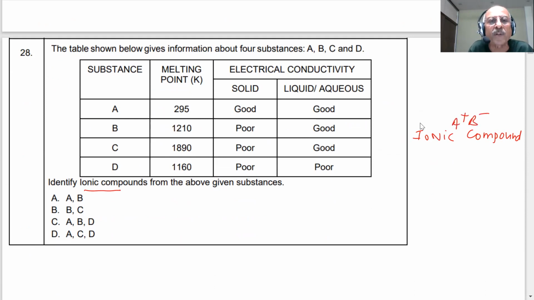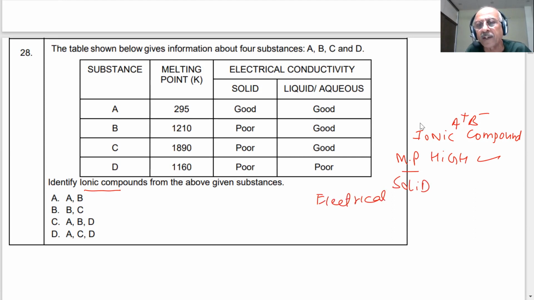There are three properties given. Melting point: ionic compounds have a high melting point, that we know. Then electrical conductivity. In an ionic compound, student, in solid, what about the electrical conductivity? It should be poor. Will they conduct electricity? In solid, it will be poor, that we already know, because in solid the ions are held together, they are not free, so there will be no conductivity.